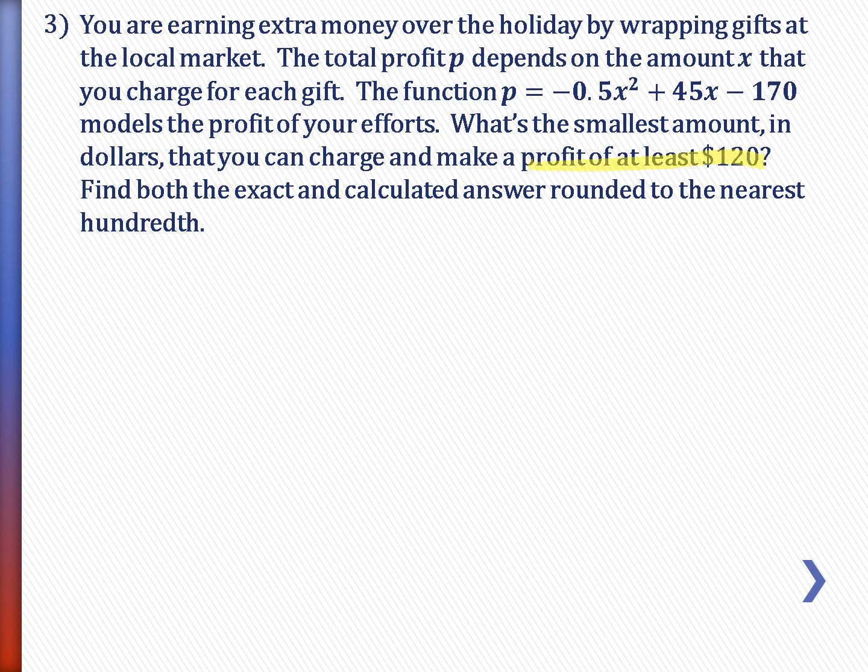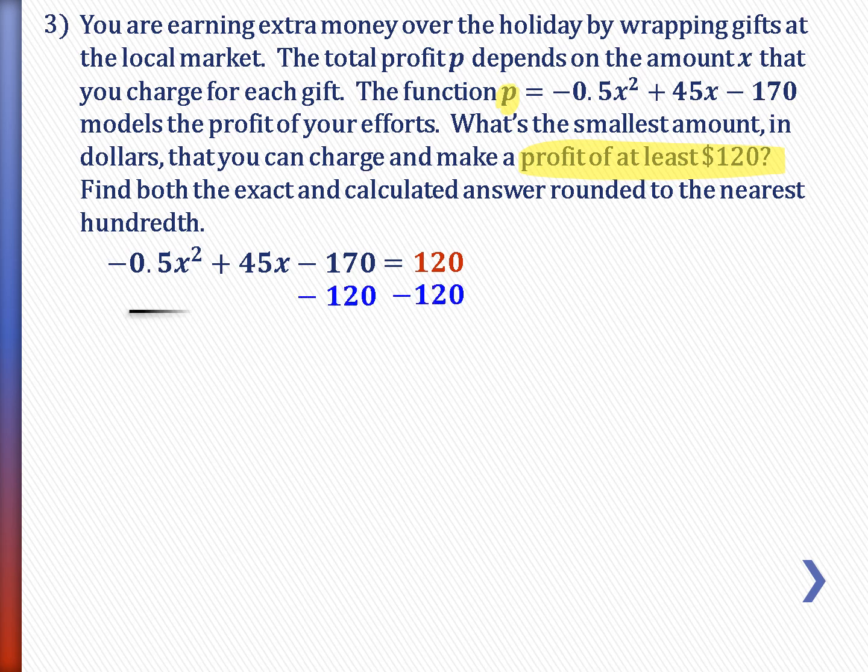Well, right here, they tell me that I have a profit of at least $120. So I'm going to substitute that in for P. Now, it's quadratic. So to solve for X, which is the price, I need to make it equal 0. So I'm going to subtract 120 from each side. And that gets me negative 0.5x squared plus 45x minus 290 equals 0.